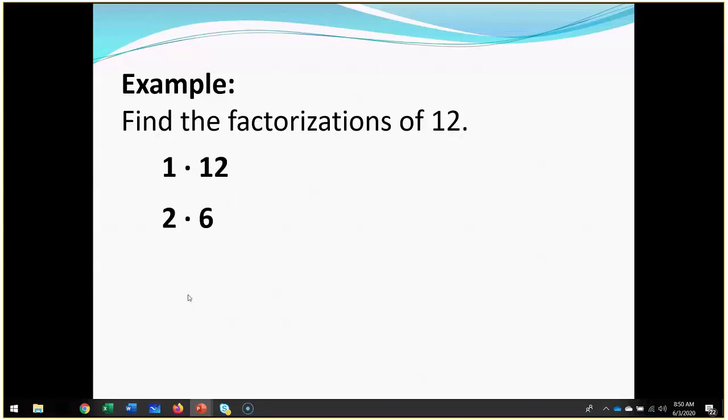So next would be 3. 12 divided by 3 does work. 12 divided by 3 is 4. So I'm going to list those 2 together. Then the next one would be 4.